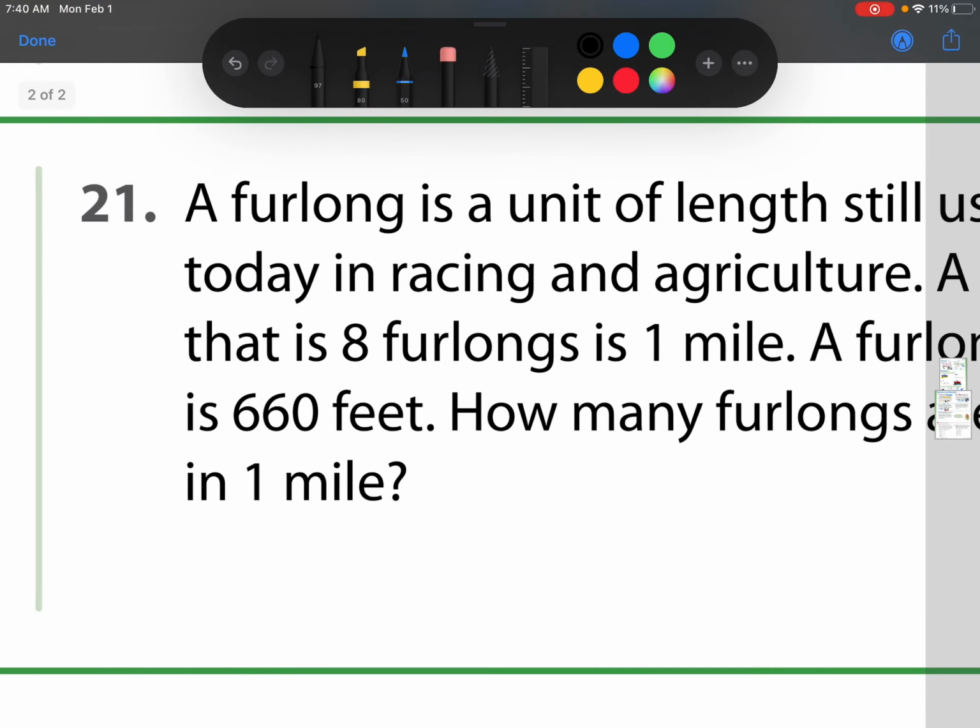Number 21. A furlong is a unit of length still used today in racing and agriculture. A race that is 8 furlongs is 1 mile. A furlong is 660 feet. How many furlongs are in 1 mile?